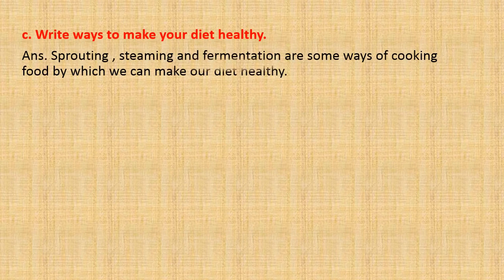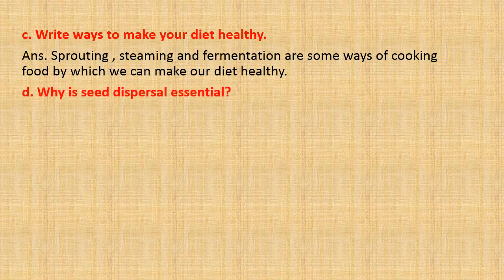Part C, right ways to make your diet healthy. We all want to make our diet healthy, but due to some unhealthy cooking ways, we are not able to do so. Students, if you want to make your diet healthy, you have to adopt some ways of healthy cooking food. That can be sprouting, steaming and fermentation. These three are very healthy ways of cooking food by which we can make our diet healthy.